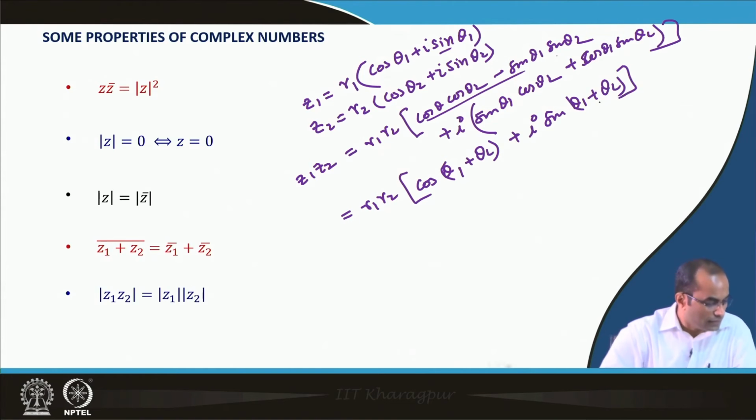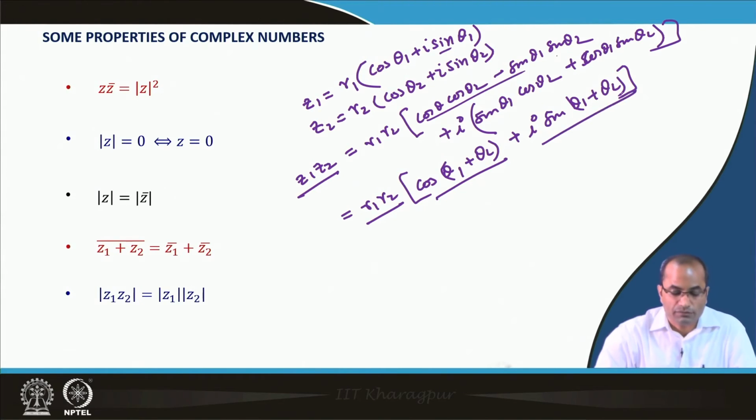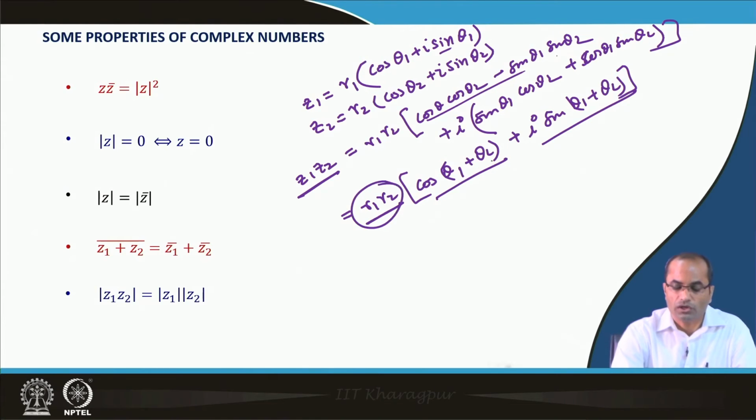So what do we get out of it? We have the relation that z1 z2 is equal to r1 r2 times cos of theta 1 plus theta 2 plus I times sin of theta 1 plus theta 2. Now, this z1 z2 is another complex number, which is again in the form r cos theta plus I sin theta. So we can easily see now that the absolute value, the modulus, of z1 z2 is going to be just r1 r2, because this is the modulus part.